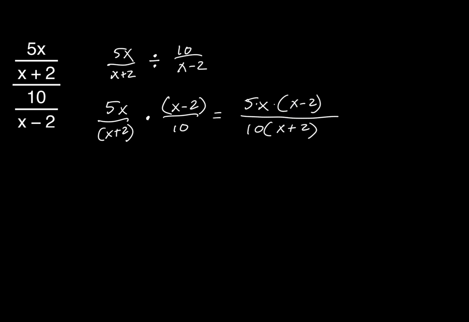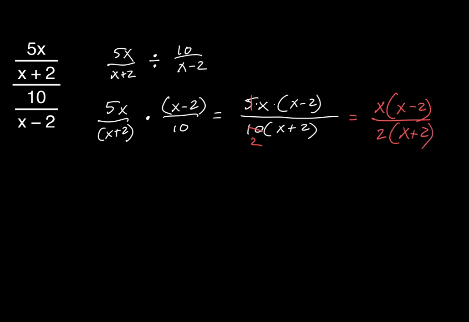So factors are things that multiply. This is a term. How do I know it's a term? Because it's connected with subtraction. Terms are added and subtracted. You cannot reduce when it's a term. This 5, however, is being multiplied. This time 10 is being multiplied, so those can reduce. Final answer, x times x minus 2 over 2 times x plus 2.